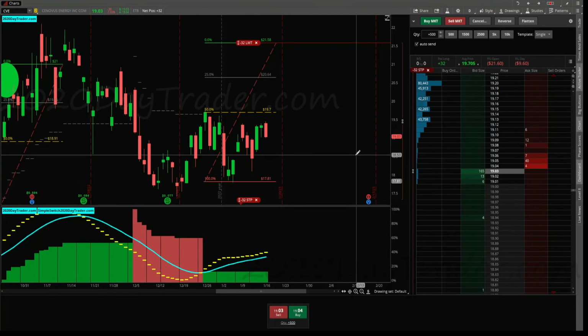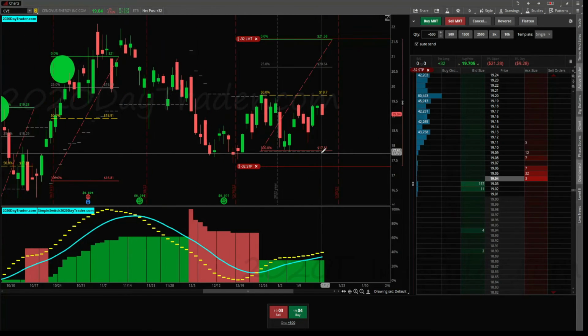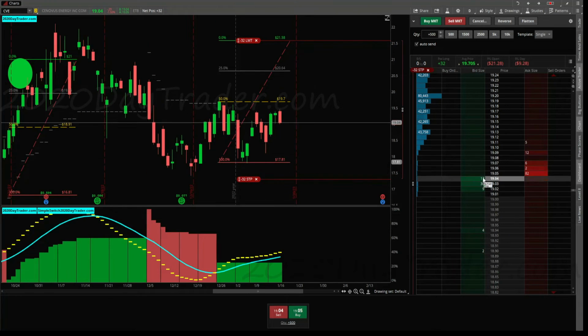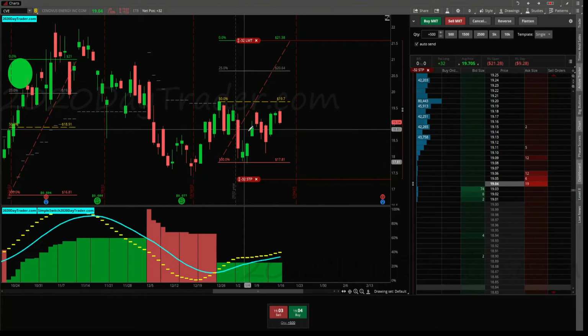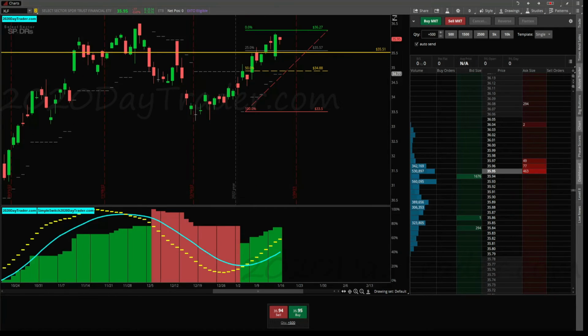All right, CVE. CVE looking good. Come on, let's do it. Consolidation waiting to break out. VLO we just checked out. XLF we closed this trade already and we're out of XLF.